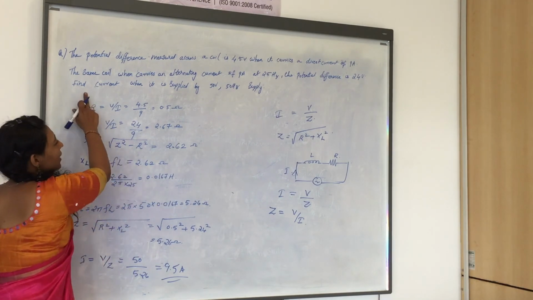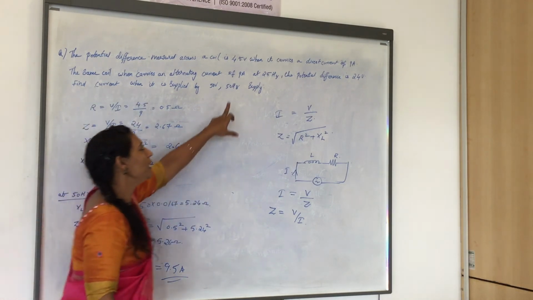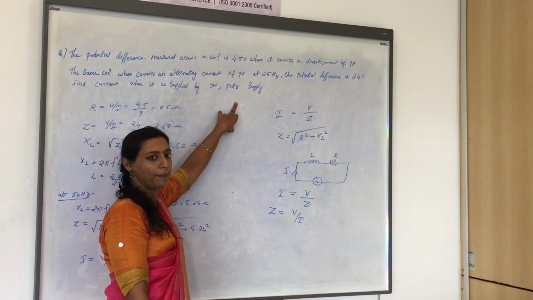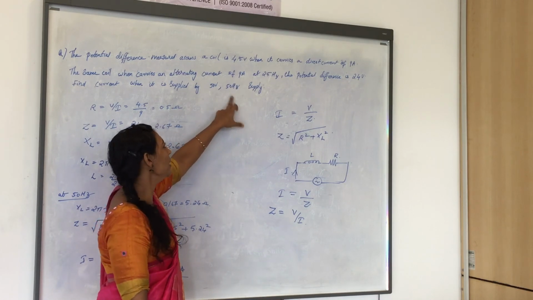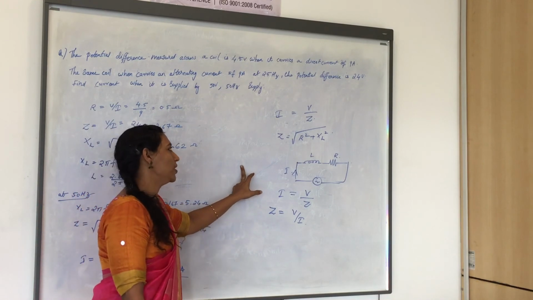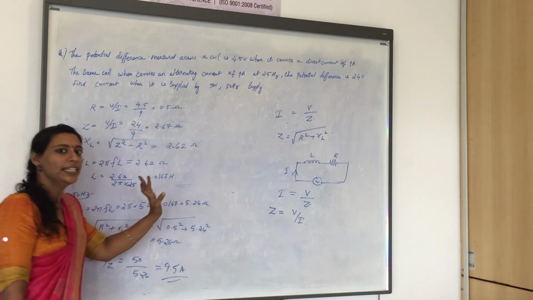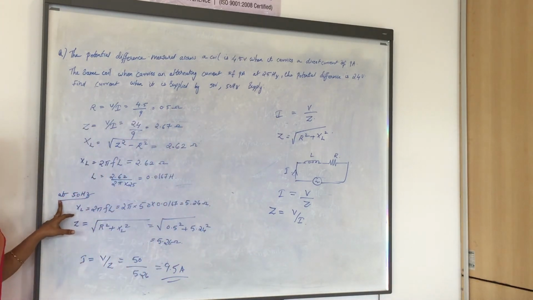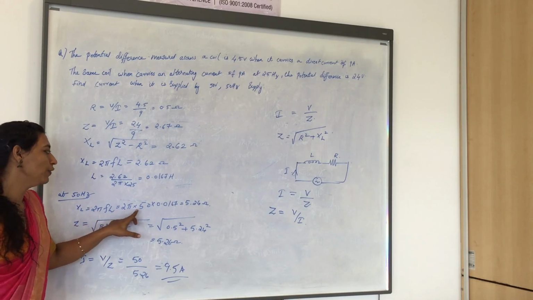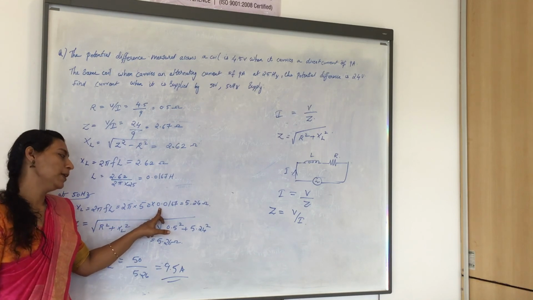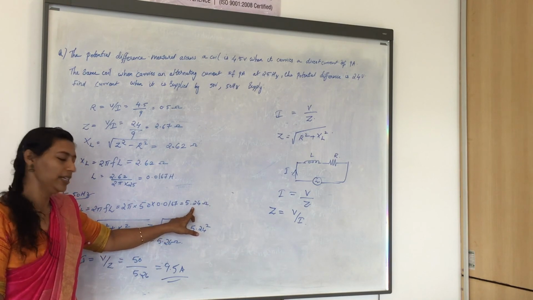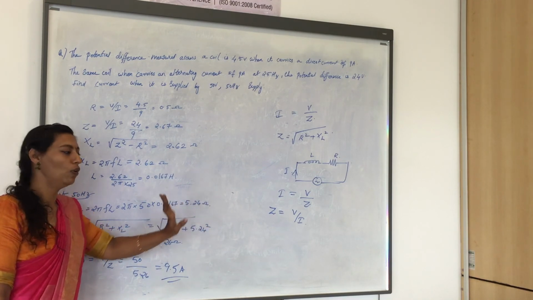And we have to find the current at 50 hertz and 50 volt supply. The frequency is also changing. When frequency is changing, the value of inductive reactance is changing. So we have to find the inductive reactance at 50 hertz. At 50 hertz, XL is equal to 2 pi FL, 2 pi into 50 hertz into L value 0.0167. So the value of inductive reactance is 5.24 ohm.